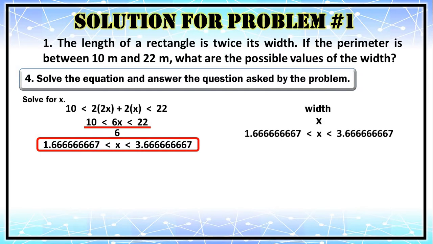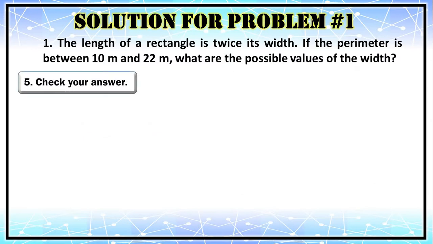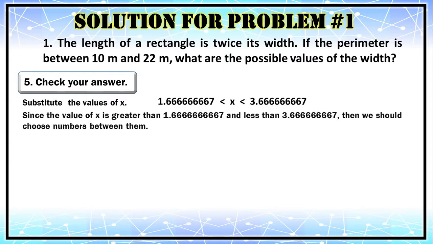The width is between 1.66666667 and 3.66666667. So the possible values of the width is between those numbers. So step number 5 is to check our answer. So we have to substitute the values of our x, and since the value of x is greater than 1.66666667 and less than 3.66666667, then we should choose numbers between them.